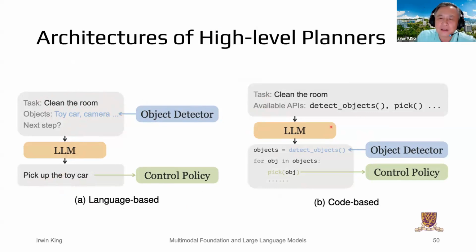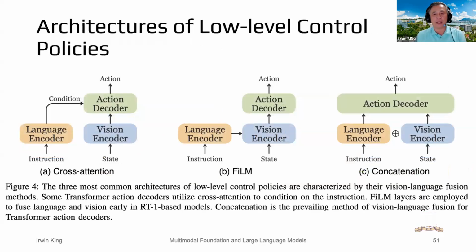But that LLM could also generate code. It could generate Python code. It could generate programming code. Here, maybe the LLM will generate the APIs, like a sequence of code to say, detect the objects, and then pick up the particular object, because here is the control policy. So this will be language-based, and this will be code-based. And these are basically the two big ways to do this.